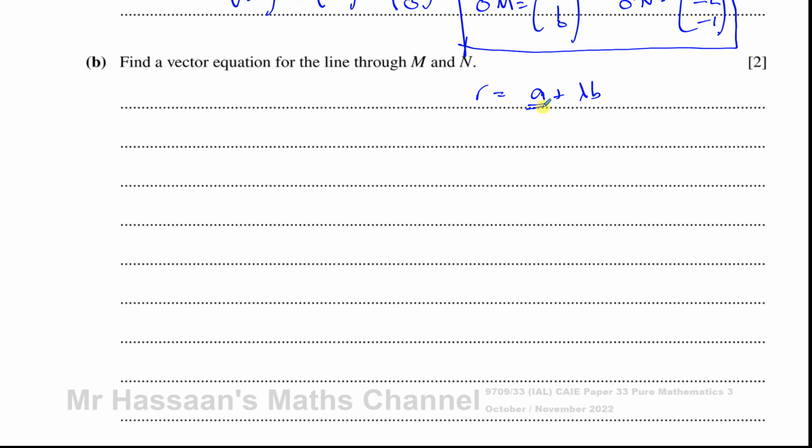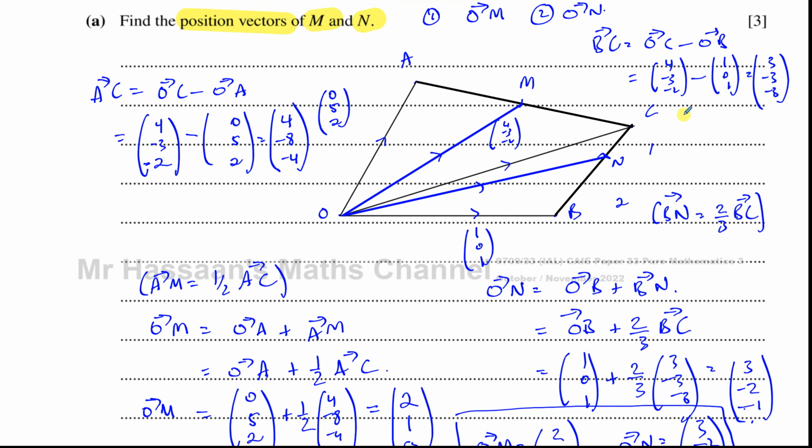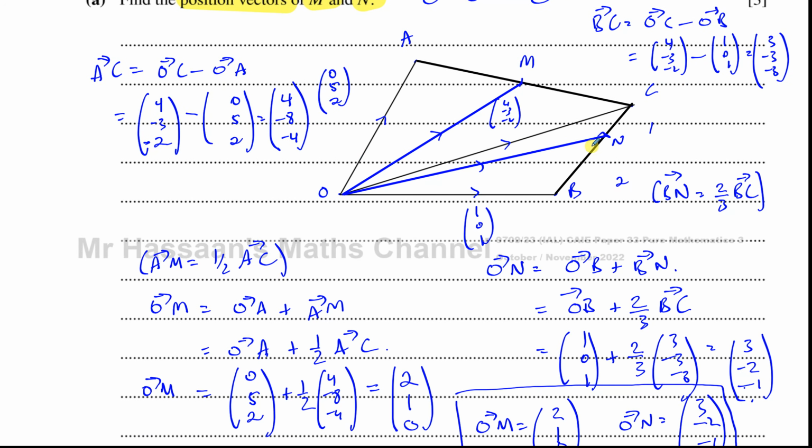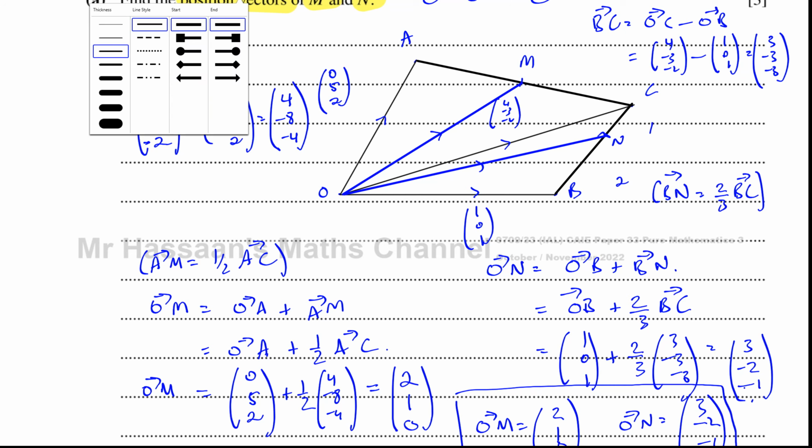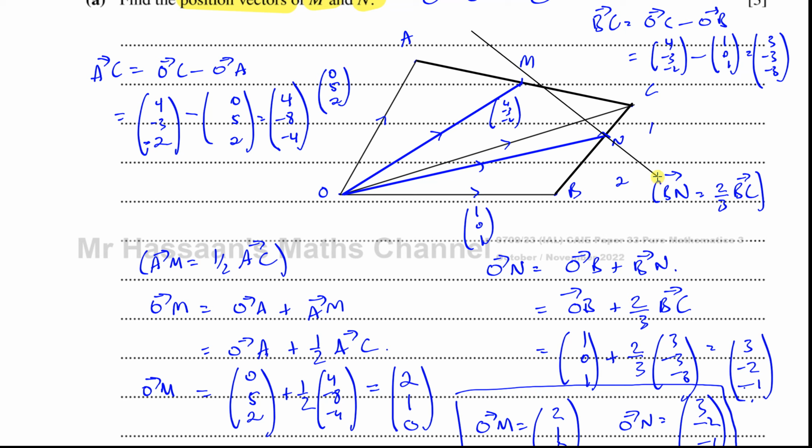Now, a stands for the position vector of any point on the line, and b stands for the direction of the line. So we've got to find the vector equation for the line that passes through M and N, which would be this line over here on our diagram, a line that passes through these two points.